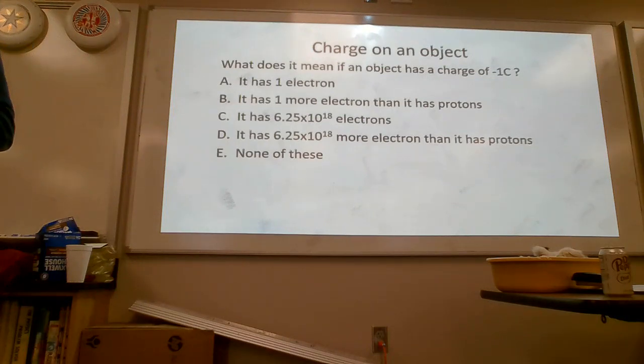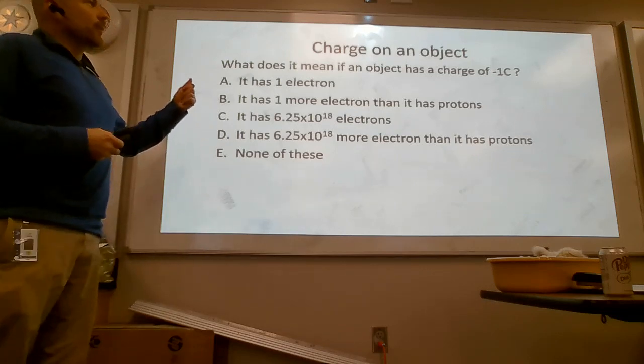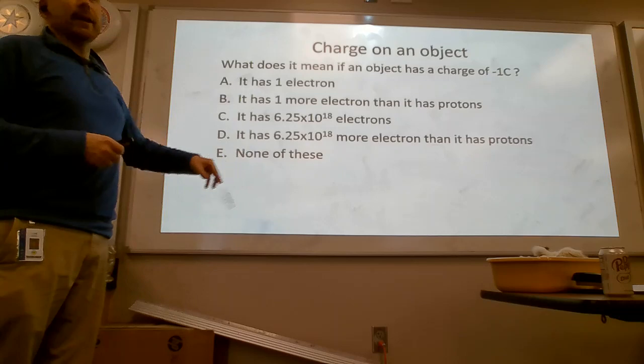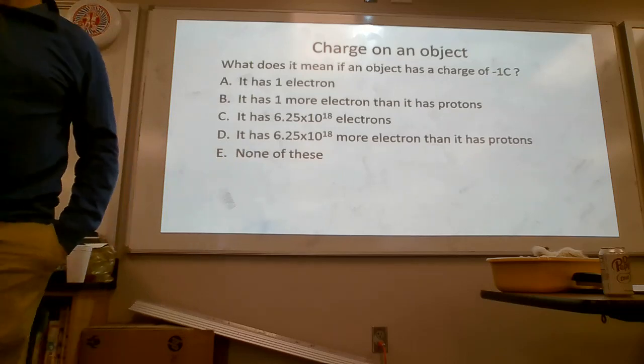You okay with that? Okay. And in order to have negative 1 Coulomb of charge, you need that many more electrons than protons. Okay.